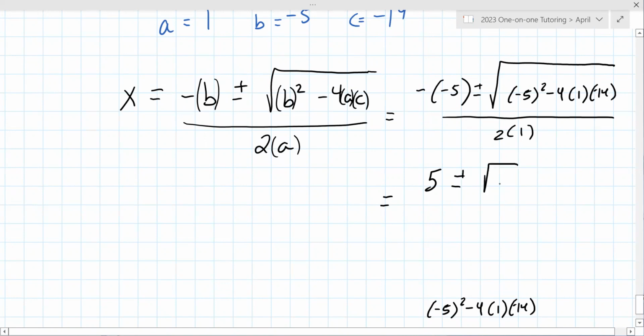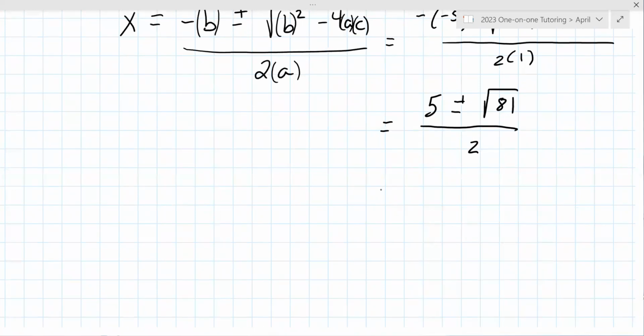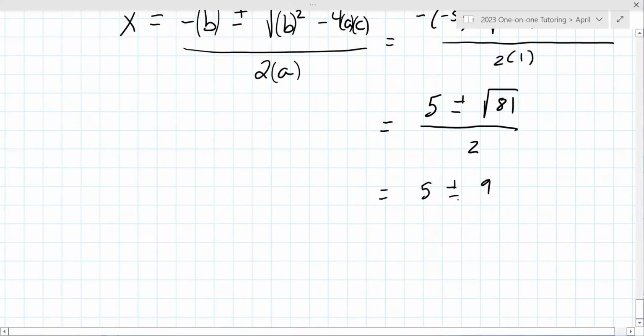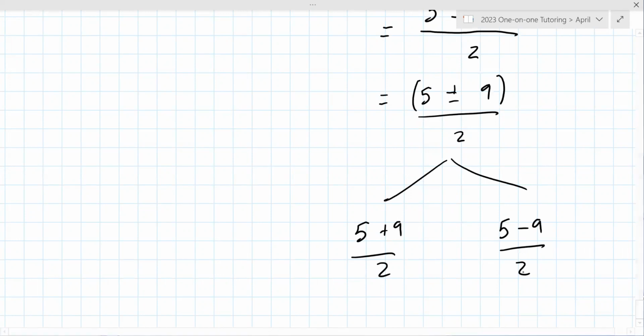5 plus or minus the square root of 81 over 2. Okay. You know the square root of 81. You know that value. That's 9. So this is 5 plus or minus 9 over 2. Again, order of operations, there's implied parentheses in the numerator. So you have to break this apart as 5 plus 9 divided by 2, 5 minus 9 divided by 2. Can you tell me what those become?